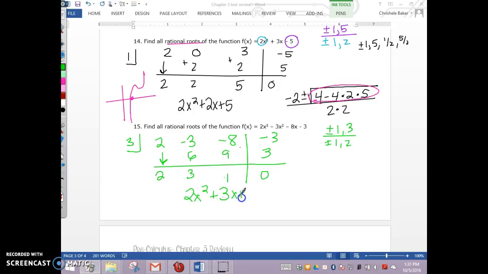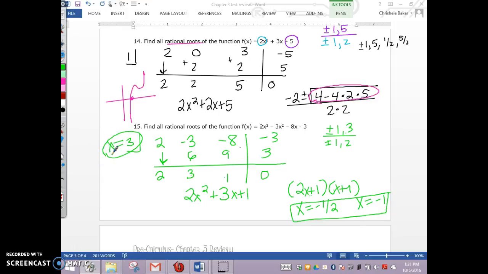2x squared plus 3x plus 1. 2x plus 1, x plus 1? Let's see. 2x times x is 2x squared. Outside's 2x, inside's 1x. That's 3x. 1 times 1 is 1. Perfect. So solving this, I get negative half and negative 1. And x equals 3. There's my 3 roots.